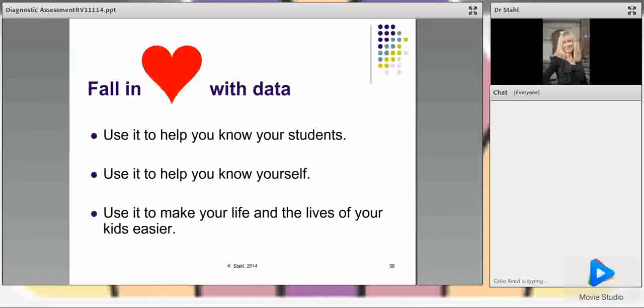I'm seeing that people are typing, so I want you to know I'm not answering any questions yet because I'm not seeing anything on my chat screen showing up in terms of completion.